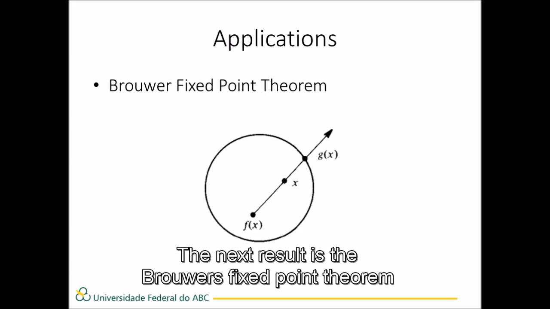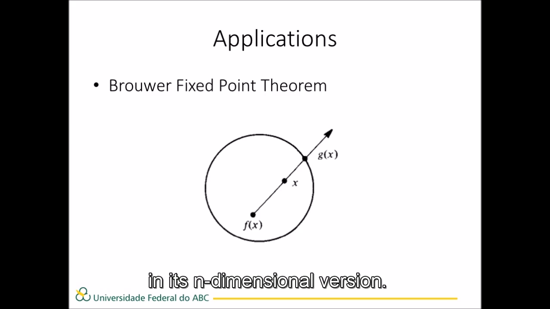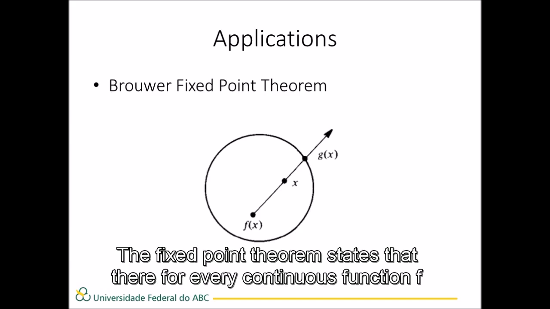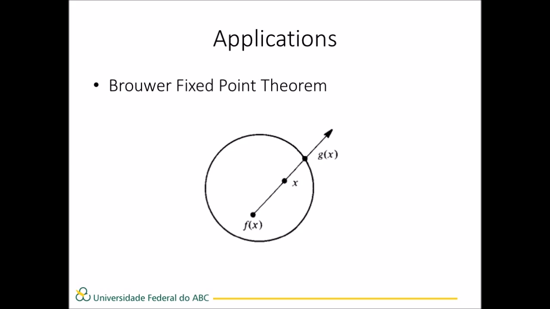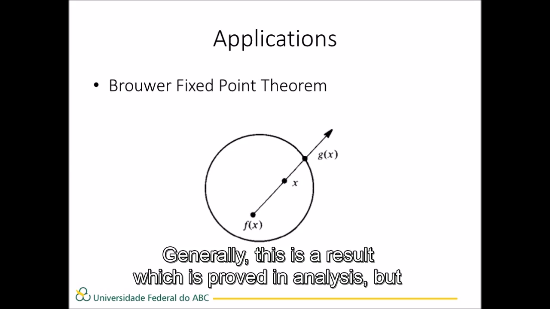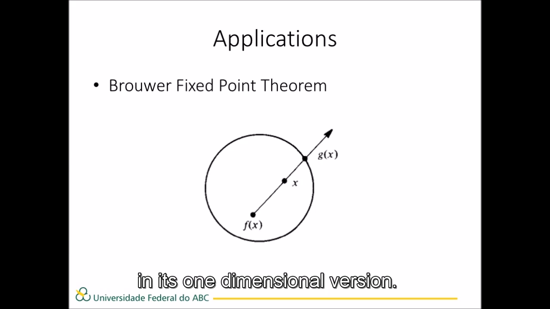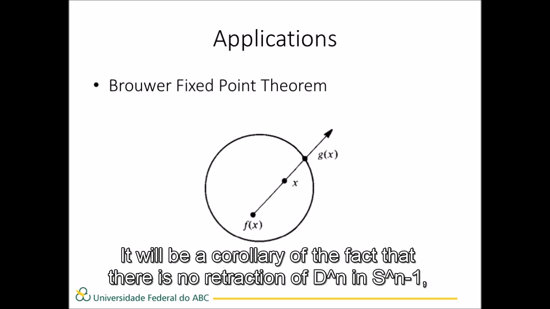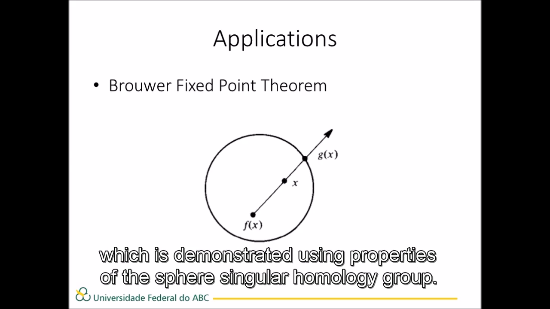The next result is Brouwer's fixed point theorem in its n-dimensional version. The fixed point theorem states that every continuous function f from the n-dimensional closed disk to itself has at least one fixed point. Generally, this is a result which is proved in analysis, but in its one-dimensional version. It will be a corollary of the fact that there is no retraction of Dn onto Sn-1, which is demonstrated using properties of the sphere's singular homology group.